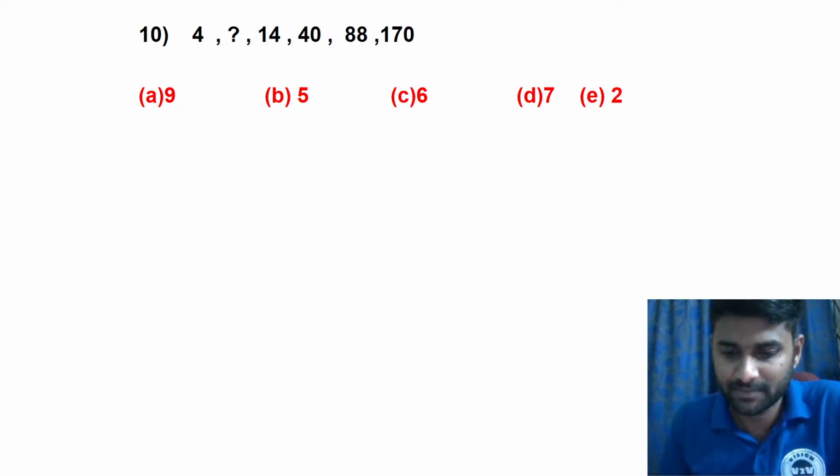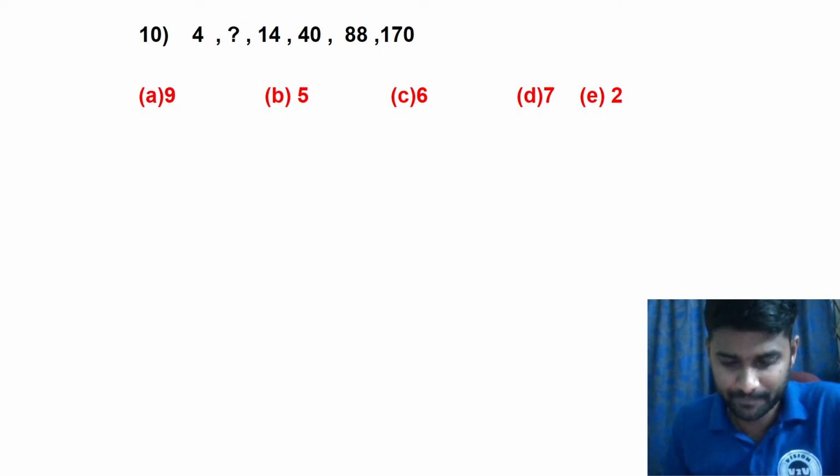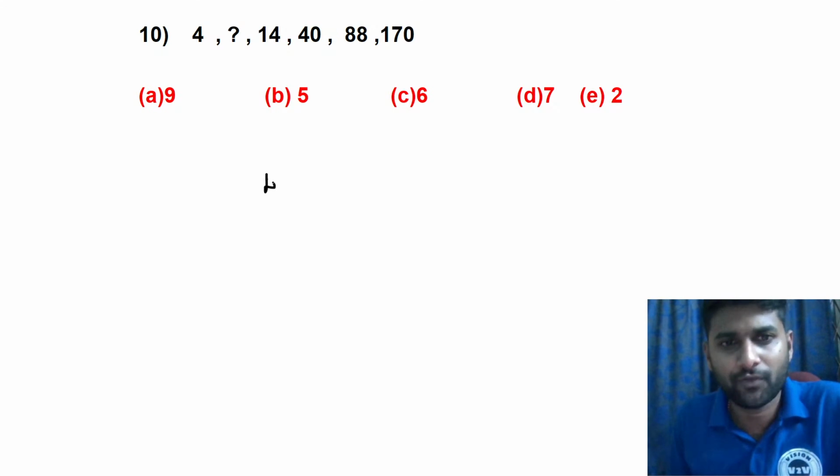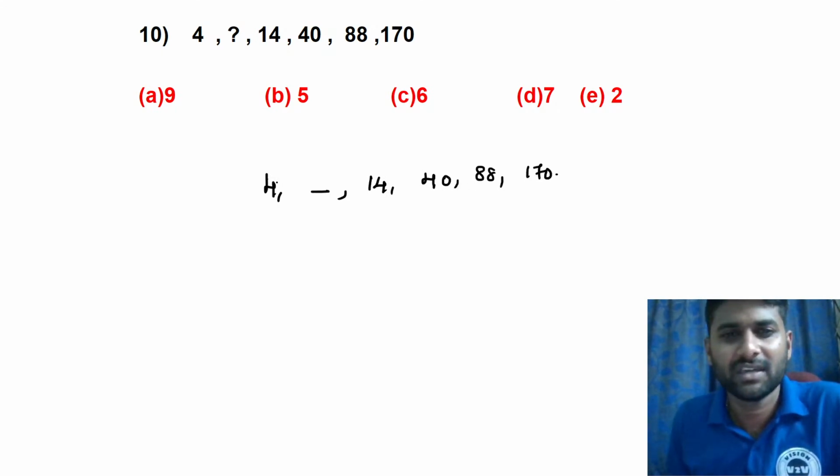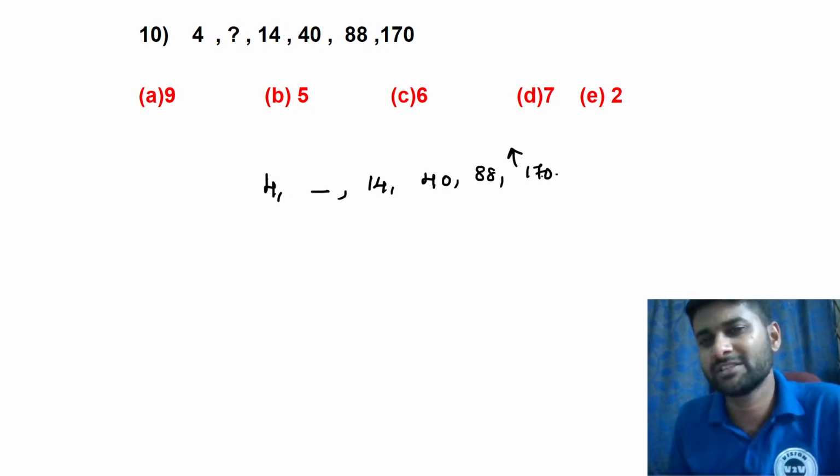So find the next number. So here the number, see, 4. Just identify the next number. 14, 40, 88, 170. Now see, here you can see the difference. The difference of 88 and 170 means plus 12. Here, if you add plus 12, it becomes 170 extra. So the total extra is 82 units.